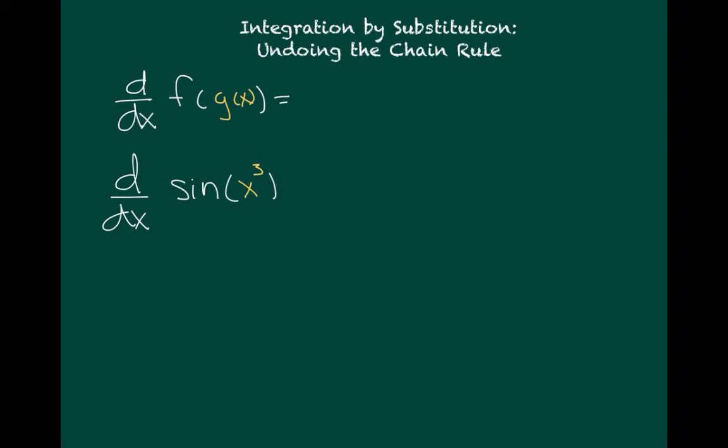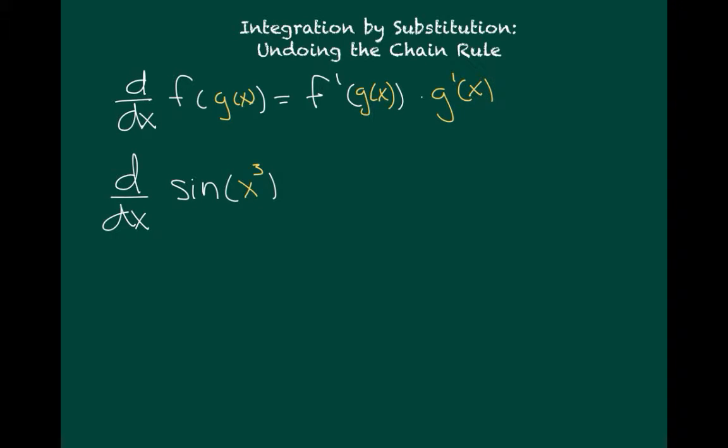The sine of x cubed is a composite function. The x cubed function is clearly inside of the sine function. So when we take the derivative, as you recall, the chain rule tells us to take the derivative of the outside without changing the inside. So g of x, at least at first, remains unchanged. And then we multiply by the derivative of the inside.